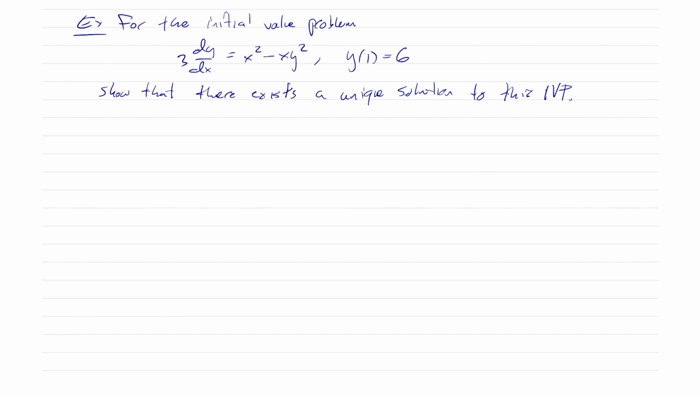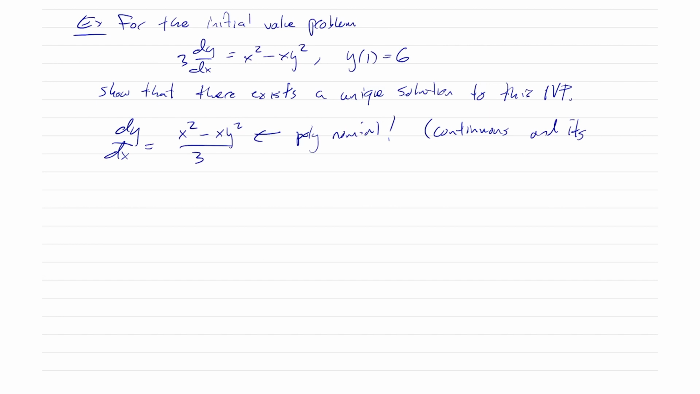Okay, so what do we want to do? Well, actually, I kind of gave it away. Does Theorem 1 imply the existence of a unique solution? And the answer is yes. The reason why is that if you take a look at dy/dx is equal to x squared minus xy squared over 3, well, guess what? It's a polynomial. So it is continuous, and its derivative with respect to y is continuous.